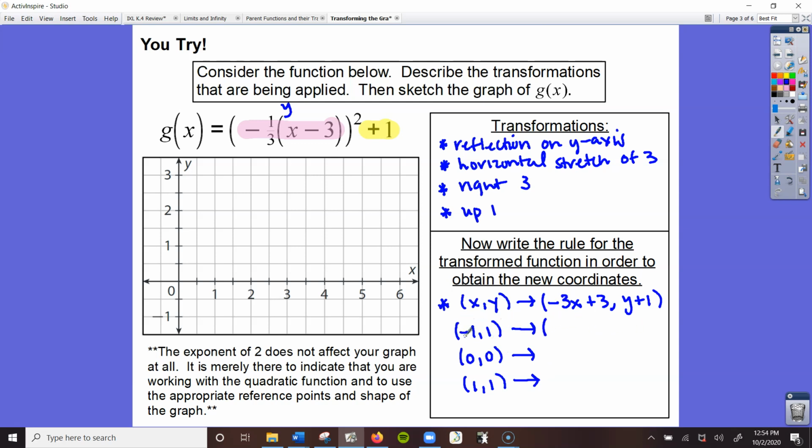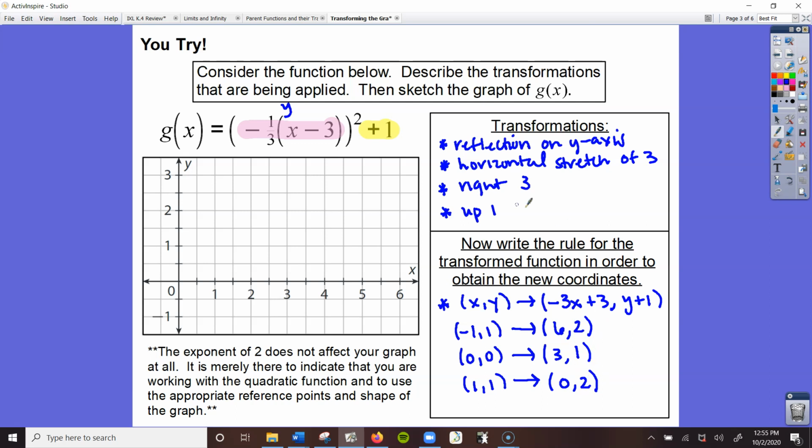So first I'm going to plug in negative 1. So negative 3 times negative 1 is a positive 3. Plus 3 is 6. Then I plug in 1 into the y. 1 plus 1 is 2. Now I plug in 0, 0. Negative 3 times 0 is 0. Plus 3 is 3. Then 0 plus 1 is 1. And our last point, when you plug in 1, 1, negative 3 times 1 is negative 3. Plus 3 is 0. And then 1 plus 1, which is 2. So these are my 3 points.